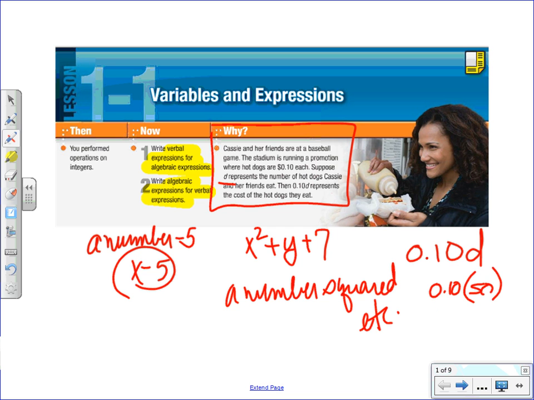So if they eat 50 hot dogs, it'll be 0.10 times 50. If they eat 16 hot dogs, it'll be 0.10 times 16. All right, so we can figure that out. So that's why it's helpful. You have a real life situation and you actually have to write an expression so you can figure it out.